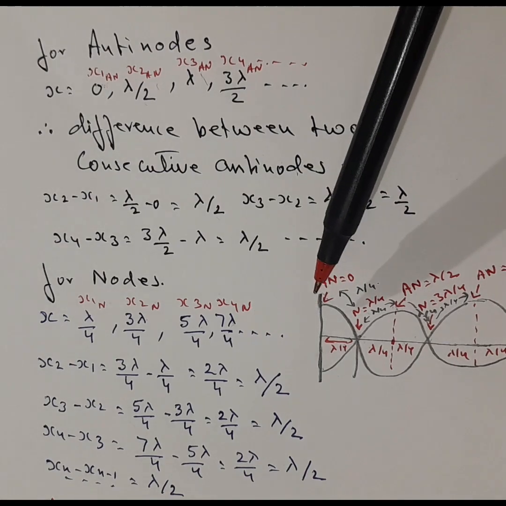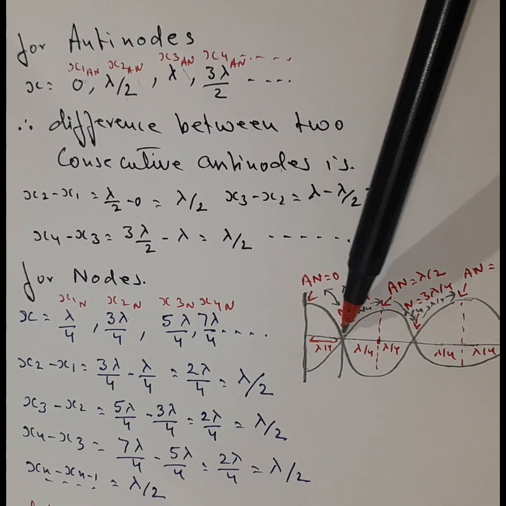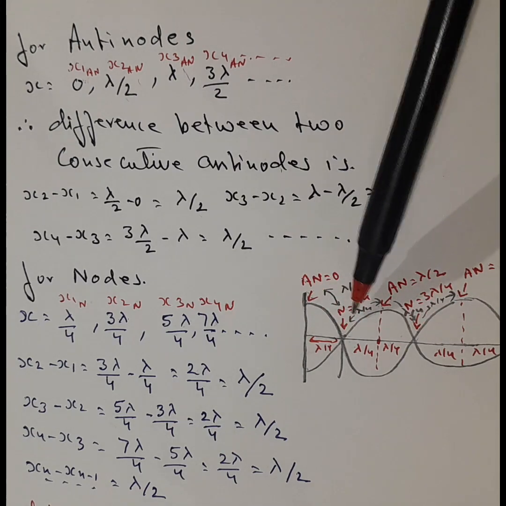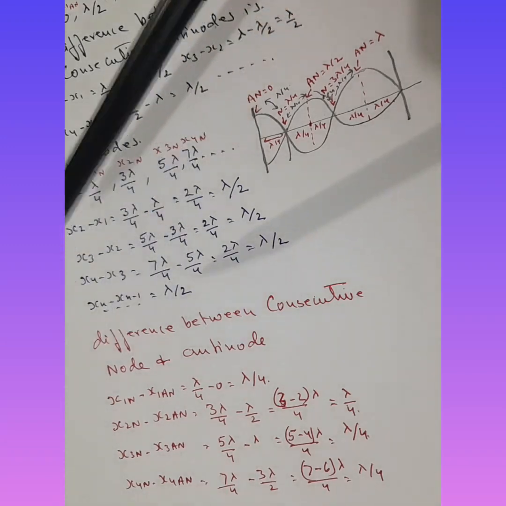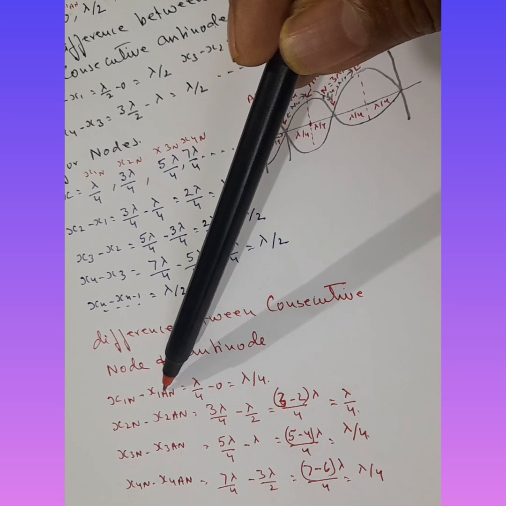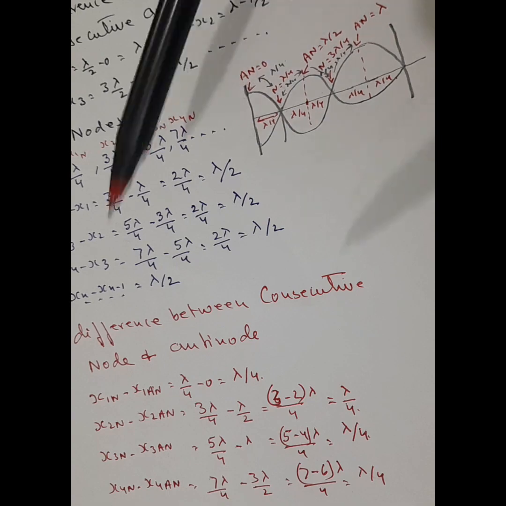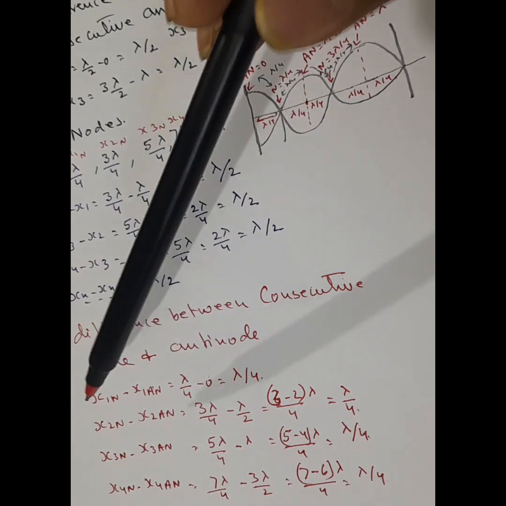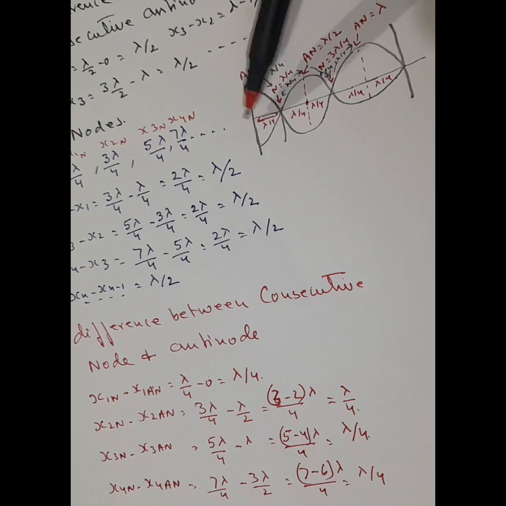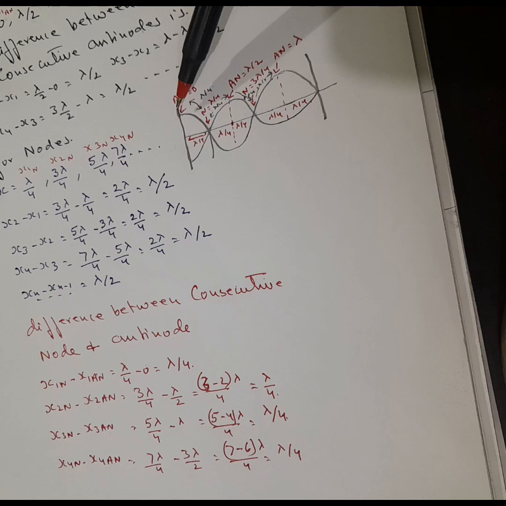Now let us find the difference in displacement between consecutive antinode and node. So let's see how it goes. What we have to do is take x of node minus x of antinode. If you see the diagram, the antinode was at 0 and the node was at lambda by 4. So when we take the difference, it comes to lambda by 4. So the difference between consecutive antinode and node, rather I would say node and antinode, is lambda by 4.